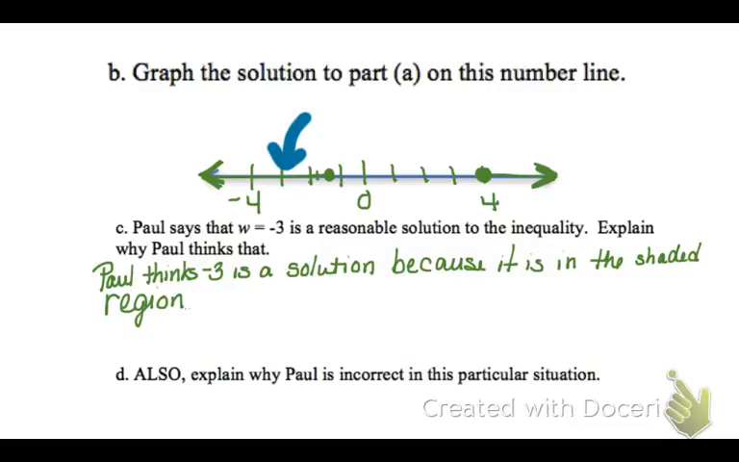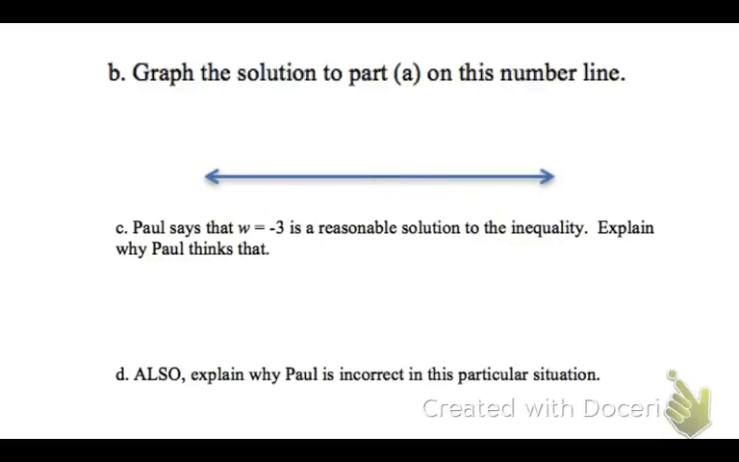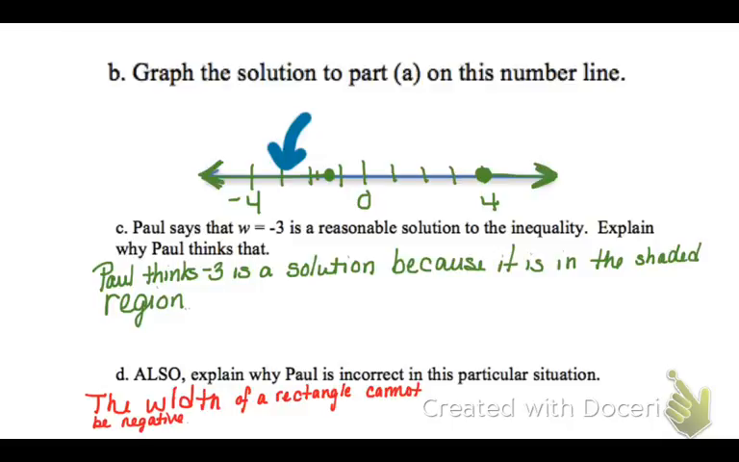Part D then says, so why is Paul incorrect? So sometimes you have to go back and reread all parts of the question. And at the very beginning, I underlined what W represented. It said that W was the width of a rectangle. Well, how could the width of a rectangle be negative? It's impossible. So I say that the width of a rectangle cannot be negative.